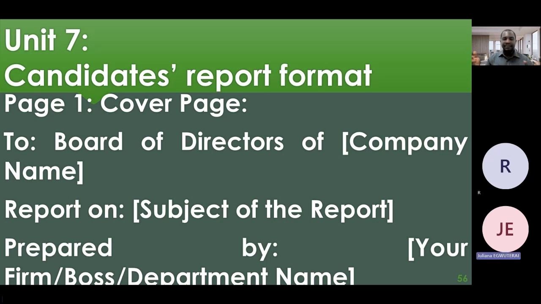So it's prepared by your firm or your boss or the department's name. Generally, for prepared by, I use the person in the case. Some people use the name of the firm or the name of the department. Those are fine. You can use the name of the firm, the name of the boss, or the name of the department. Whatever it is, do what resonates with you. But if you look at my report, I use the person I am in the case. But if you use any other name, it's fine.